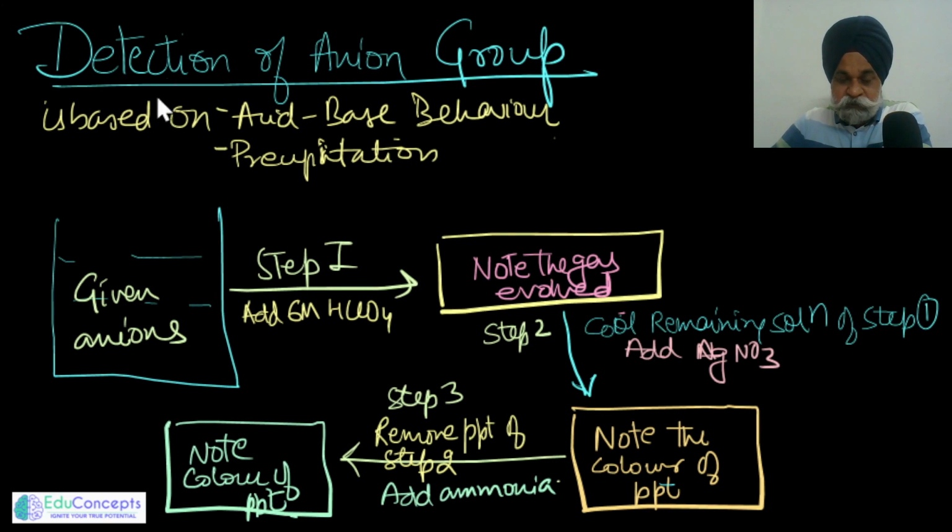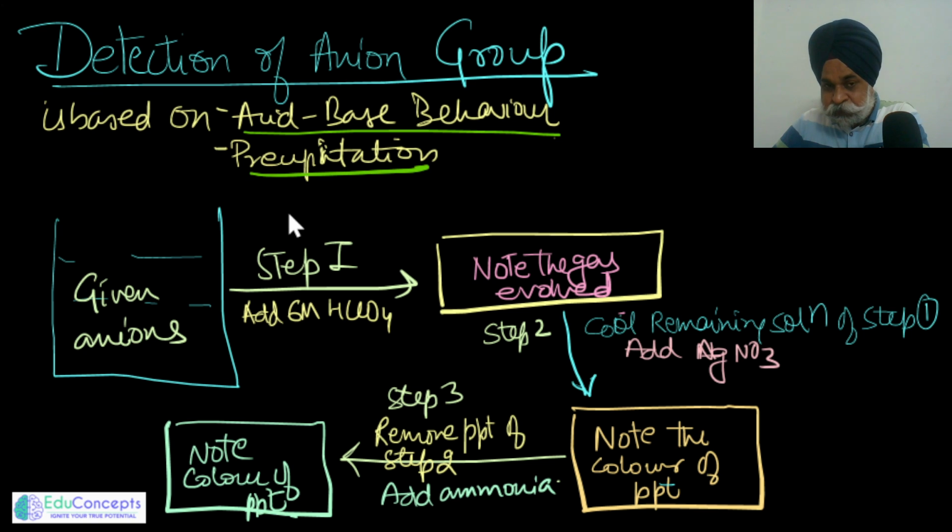Now our endeavor is, preliminary investigation we have done, now we want to segregate these anions into some sort of grouping. The simple viewpoint, which I have intuitively made and which would help you a lot in the final examination, is that we would primarily be doing two things: acid-base behavior and precipitation. So first, to the given anions, you add dilute HCl or dilute H2SO4, and check whether any gas is evolved. If gas is evolved, we can classify on that basis.